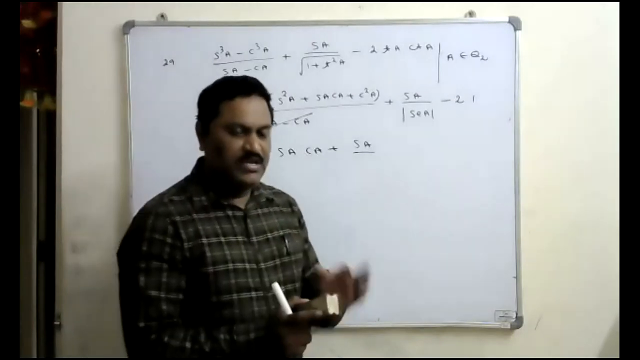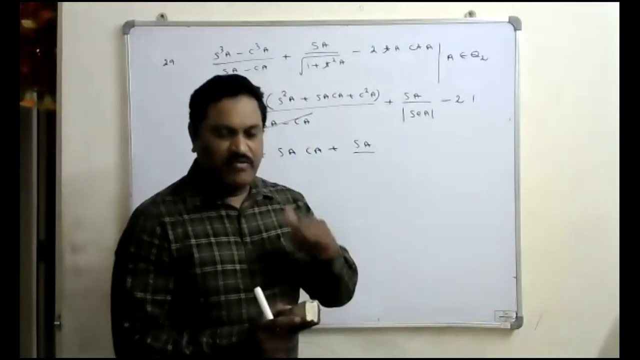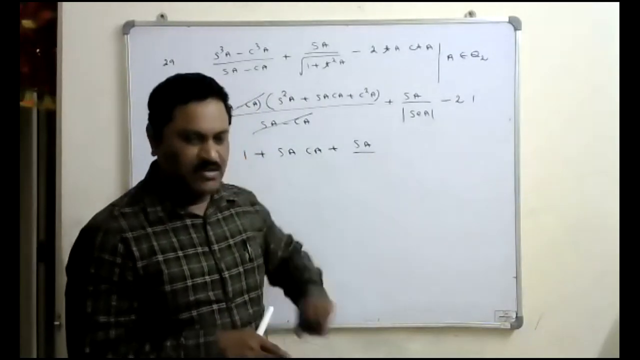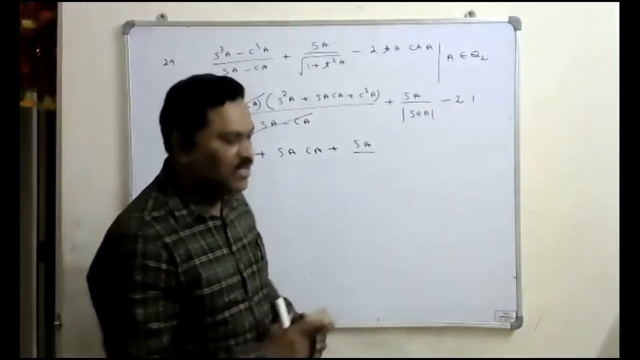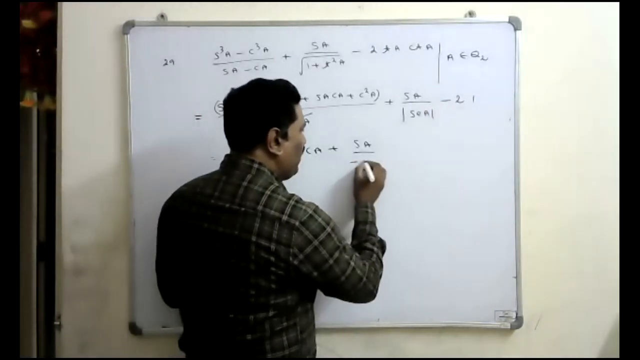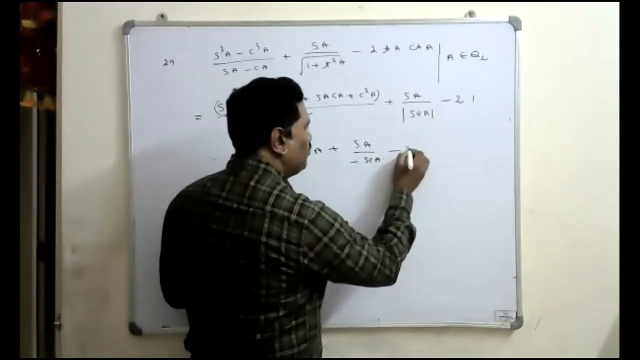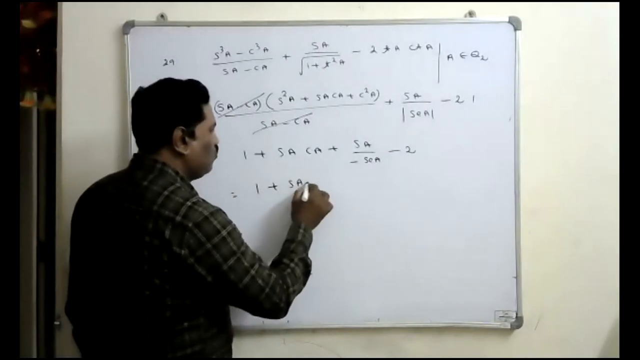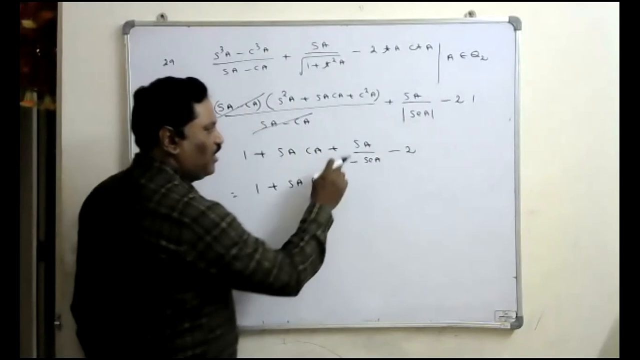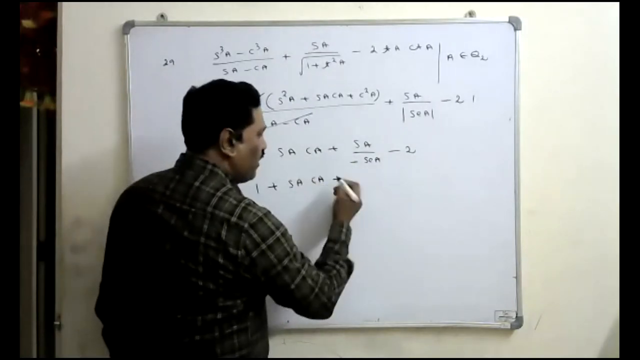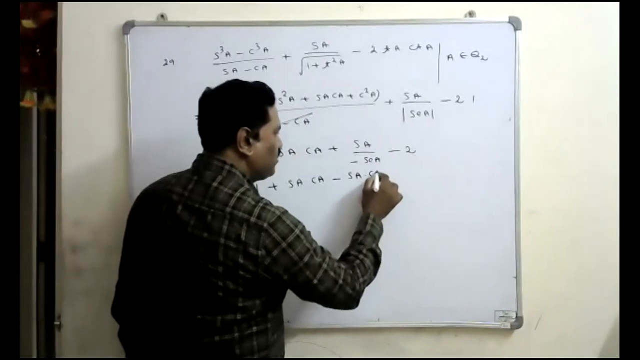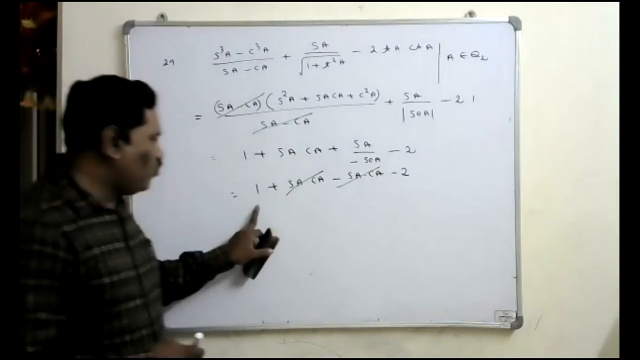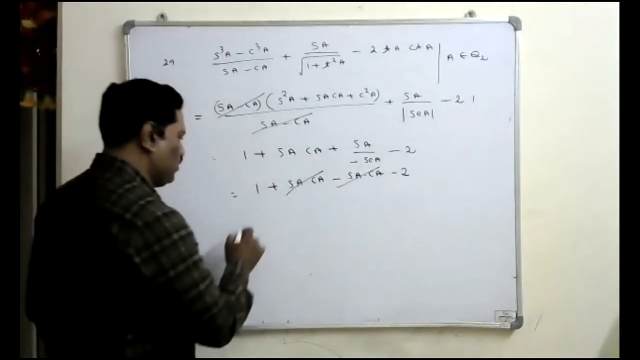So if you remove the modulus, we have to take the plus or minus. When the value is positive, we take plus; when the value is negative, we have to take the minus sign. Since secant is negative in the second quadrant, mod secant A becomes minus secant A. Minus 2. Now this is 1 plus sin A cos A, and plus upon minus means minus sin A into 1 by secant A, which is cos A, minus 2, where sin A cos A gets cancelled. Then the answer is 1 minus 2, that is minus 1.